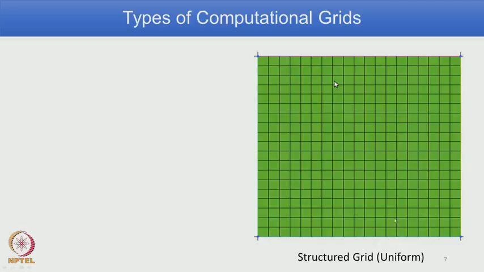So, if you take this grid line, the next grid line is at a distance of del x from this grid line. Similarly, for the other direction, all the horizontal lines are equally placed. This is what is known as a uniform grid.